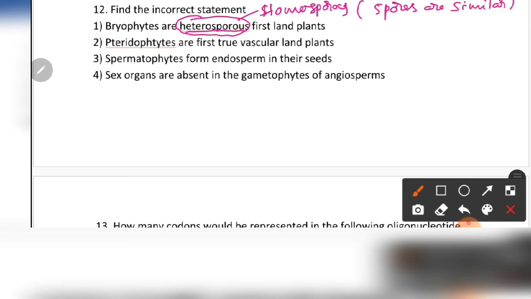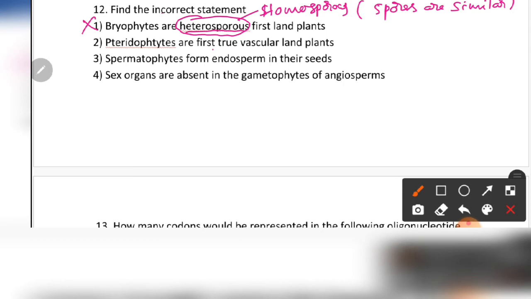If it is heterosporous, it means spores are of 2 categories, macrospores and microspores. So bryophytes are homosporous, not heterosporous. So that is the reason the statement is incorrect. This is an incorrect statement. Pteridophytes are the first true vascular plants.